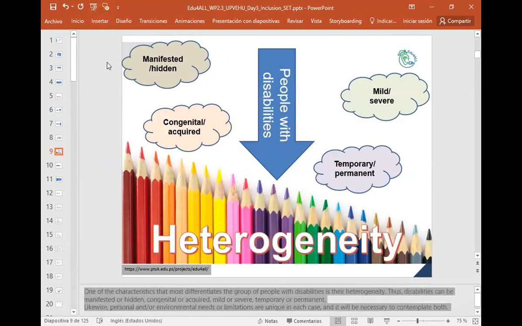One of the characteristics that most differentiates the group of people with disabilities is their heterogeneity. Thus, disabilities can be manifested or hidden, congenital or acquired, mild or severe, temporary or permanent. Likewise, personal and/or environmental needs or limitations are unique in each case, and it will be necessary to contemplate both.